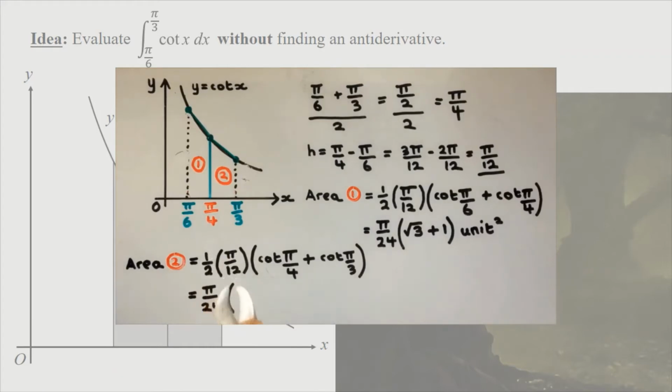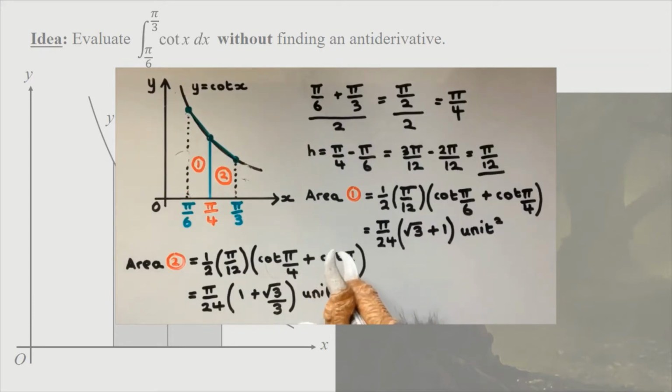And then we evaluate these. Cot of pi over 4 is, of course, 1. And then cot of pi over 3, as we saw in the previous question, is 1 over root 3, but I will rationalise that in my head. So that's going to be root 3 over 3. So you can recycle these answers, there's nothing wrong with that. And nothing really to simplify here, so I'm just going to write that as units squared. Okay, so next we're going to put the areas together and we're going to check the accuracy of our answer.